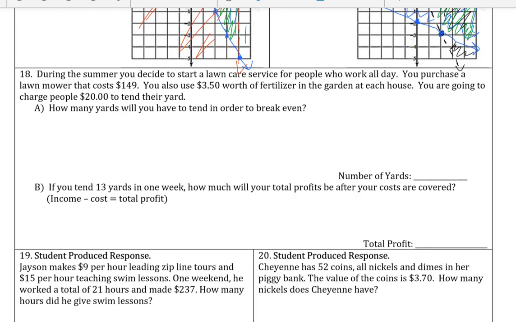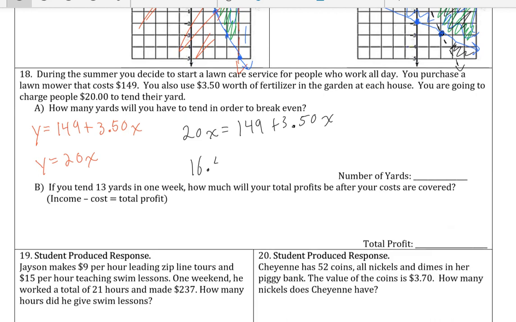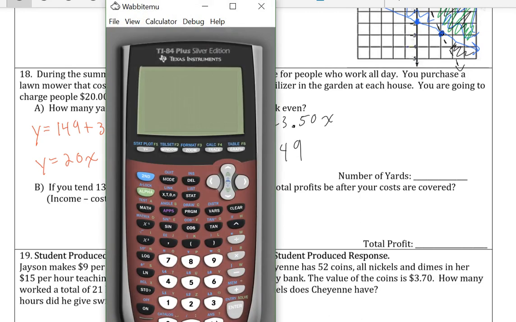So if I think about this, my cost equation says I spend $149, and then every time I actually go and work on one of these yards, it's costing me $3.50. So I'm going to call that 3.50x because it's for each yard. The other equation says that I'm going to charge people $20 for each yard. So we want to set these equal to one another. It doesn't matter which one you write first, right? Because we're just substituting. So I'd subtract that 3.50x from each side, giving me 16.50x is equal to 149. So I have 149.